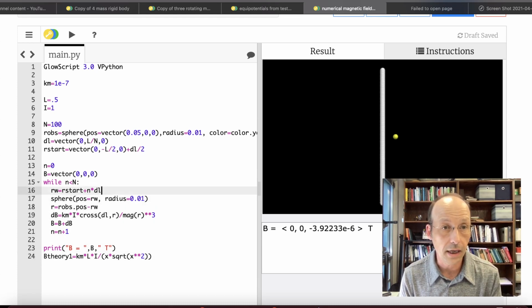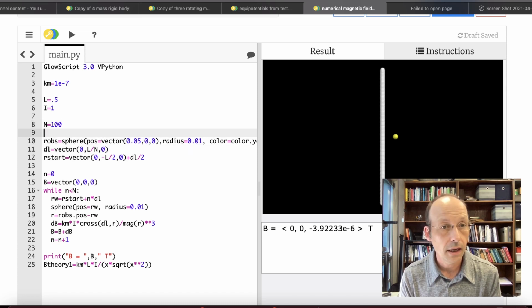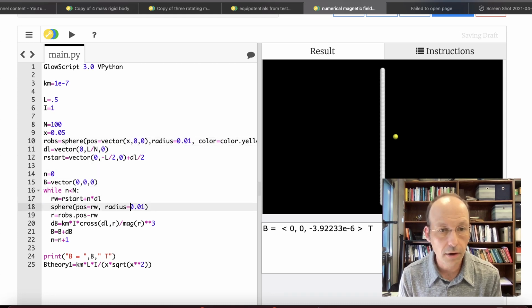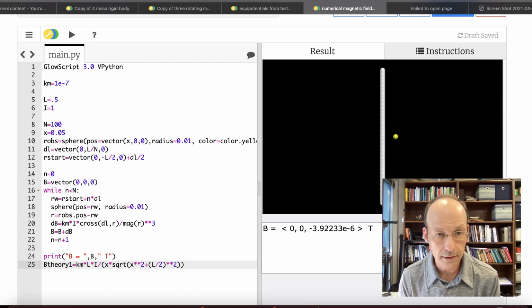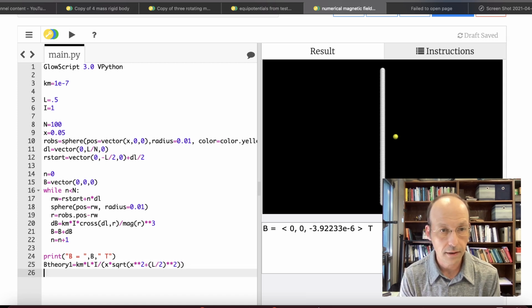So let's go up here and say X equals 0.05, and then put this at X, just to be all fair. Okay, so X squared plus L over 2 squared. No, L over 2 squared. I think that's it. Okay, let's print that.